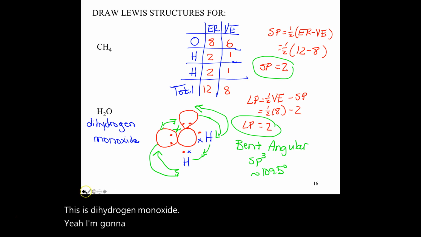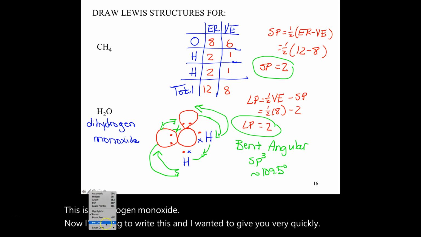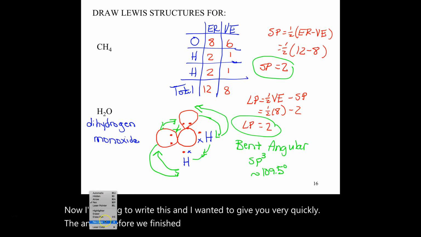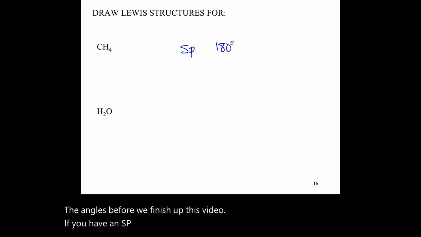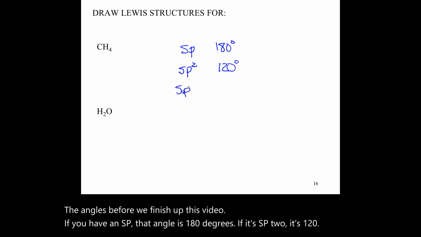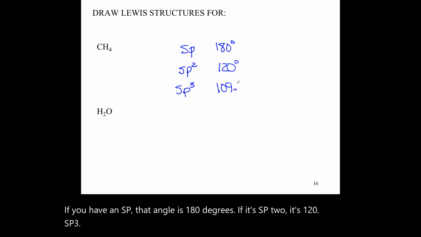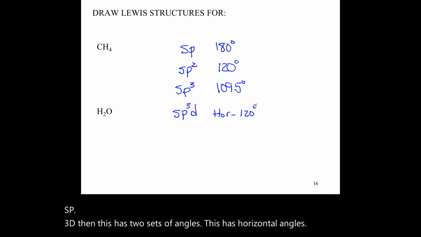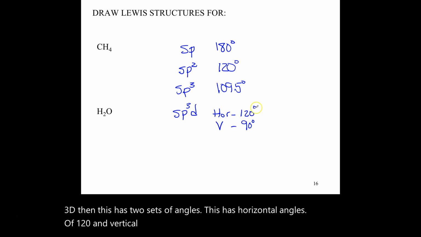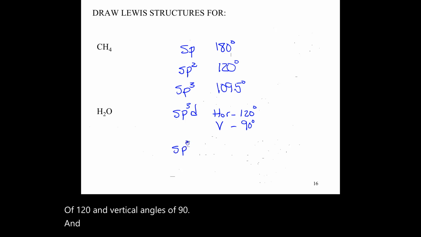Now, I'm going to erase this, and I want to just give you very quickly the angles before we finish up this video. If you have an sp, that angle is 180 degrees. If it's sp2, it's 120. sp3 is 109.5. sp3d, then this has two sets of angles. This has horizontal angles of 120 and vertical angles of 90. And then sp3d2 has angles of 90.